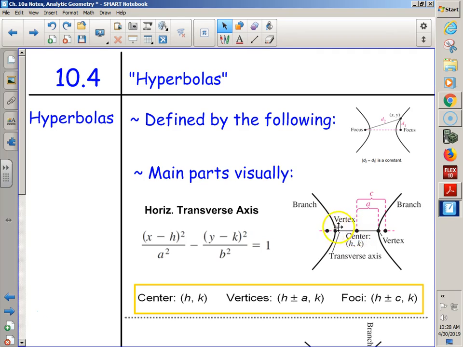If you just draw your center, your vertices, and your foci, how high do you go? How squished, how narrow, or how wide, how stretched are your branches? Where is the B?